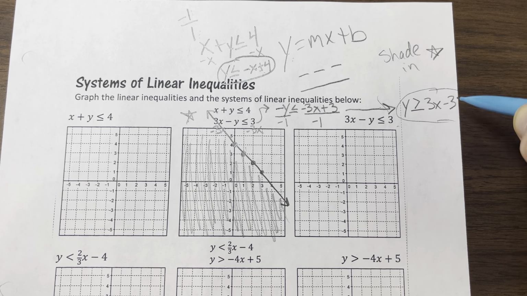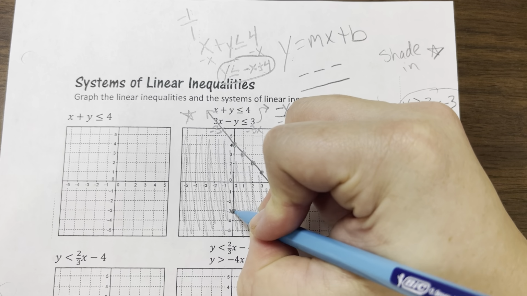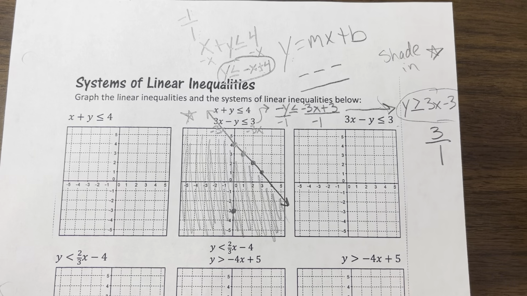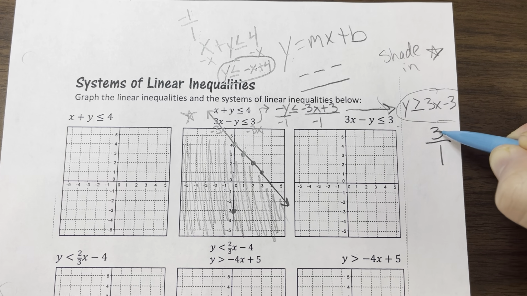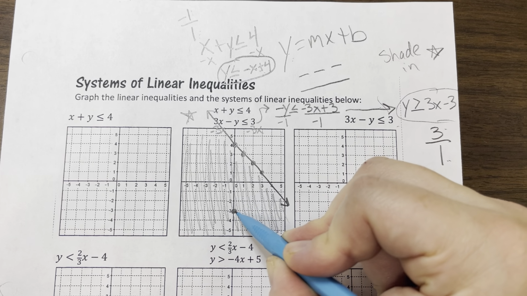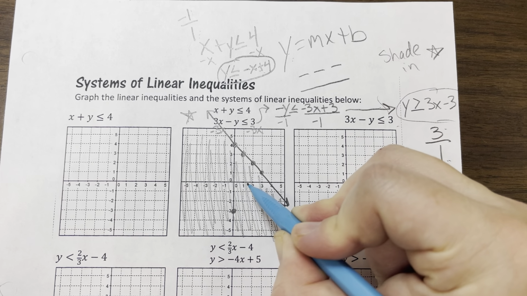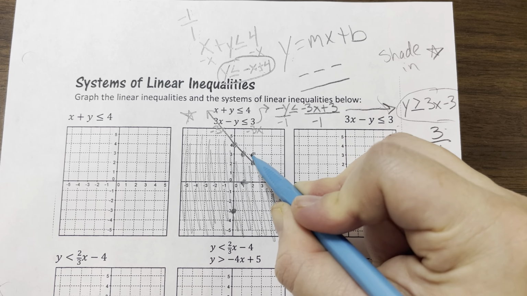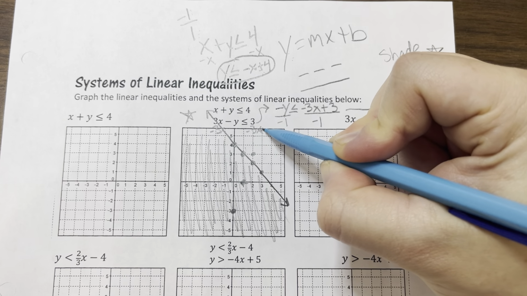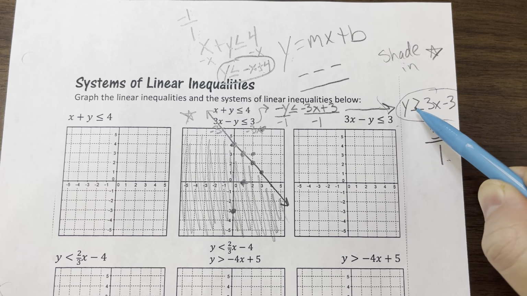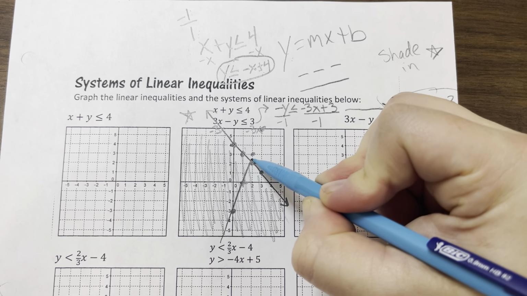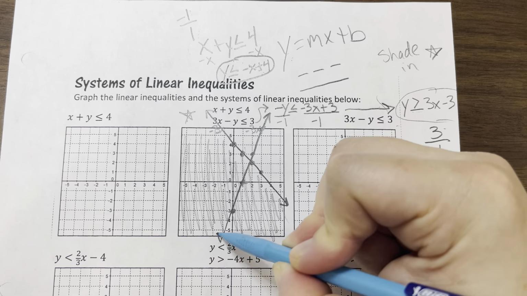So for this inequality, my y-intercept is a negative 3, and the slope is positive 3. So that means a rise over run of 3 over 1. Up 3 over 1, because it's positive. So we're going to start at the y-intercept, 1, 2, 3, over 1. And we have the or equal to line underneath, which means this is also going to be a solid line.